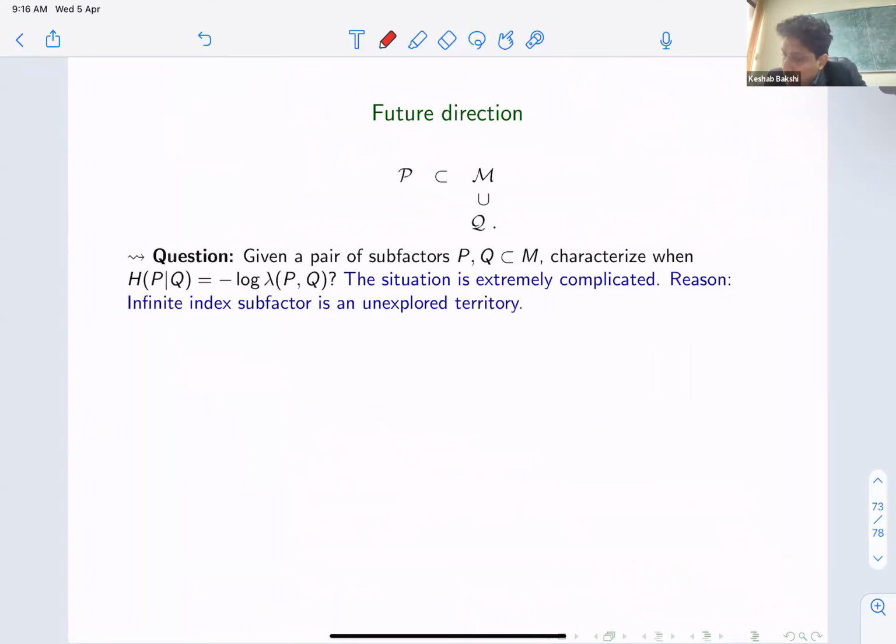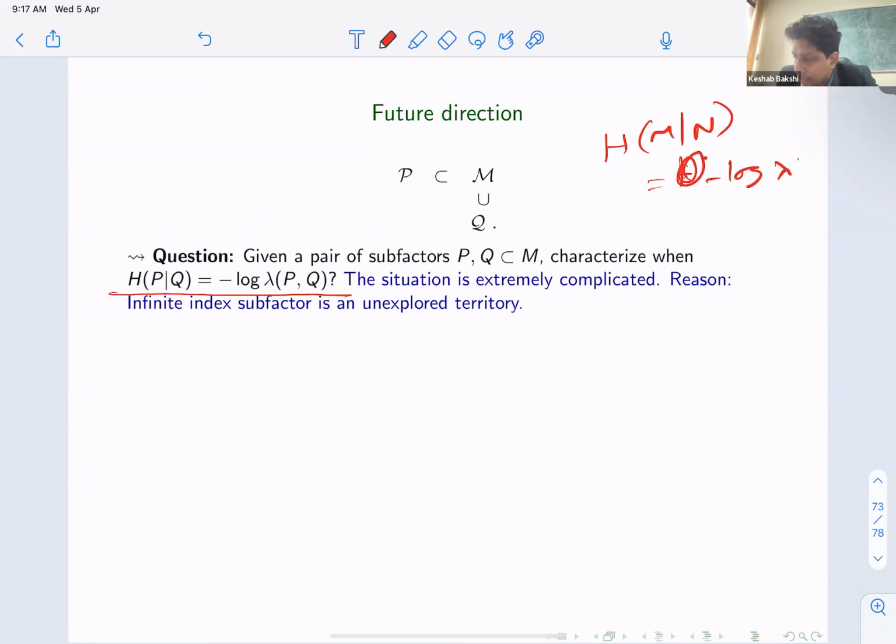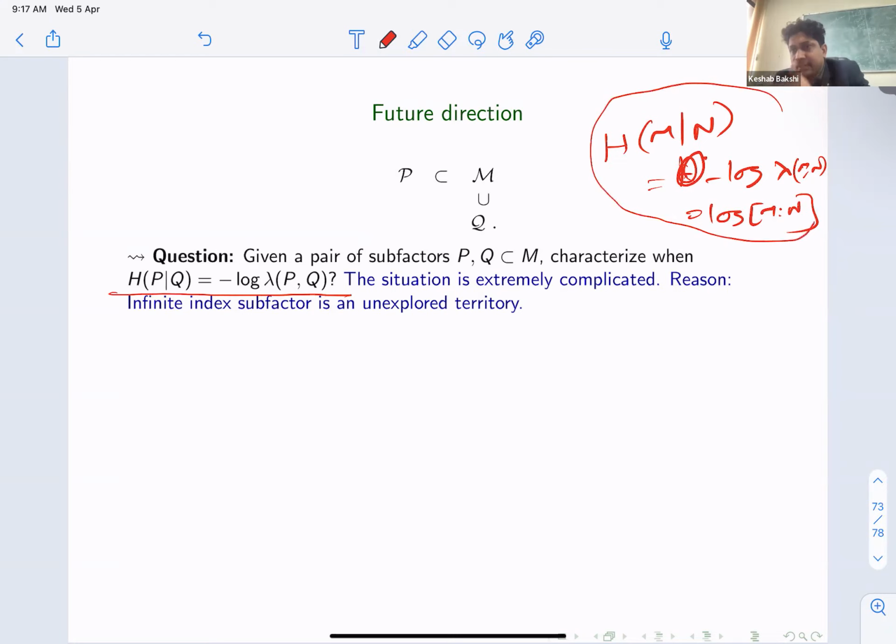Suppose we have a pair of subfactors P and Q. Then my main question is to characterize when the entropy is equal to minus log lambda. This seems to be extremely hard. Popa has characterized this when minus log lambda(M,N) is the same as log of the Jones index, and this characterization is called an extremal subfactor. So there is no notion of joint extremality. It is very difficult, I don't know.